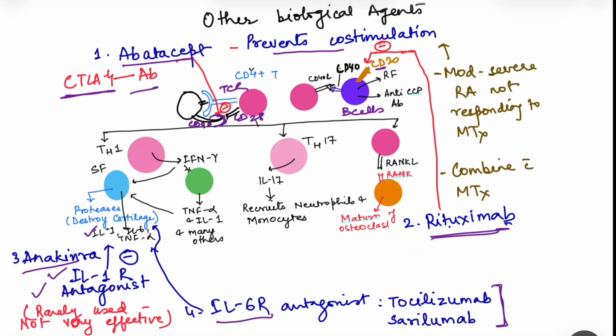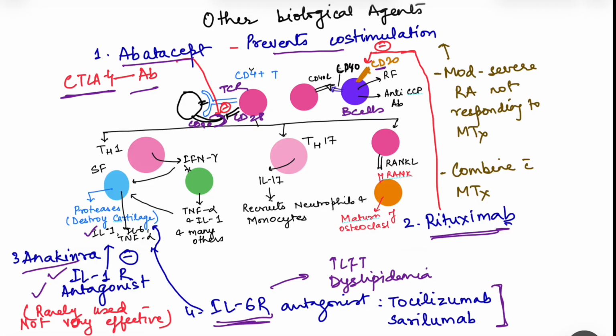And what will be the side effects? Yes, there will be increased risk of infection with all these drugs. And this interleukin 6 receptor antagonist, just like the JAK kinase inhibitors, also causes increased LFT and dyslipidemia. Okay, so you see, all are increasing the chances of infection. JAK kinase inhibitors and interleukin 6 receptor antagonists are also increasing LFT enzymes and are causing dyslipidemia. So those were the other biological agents, right?